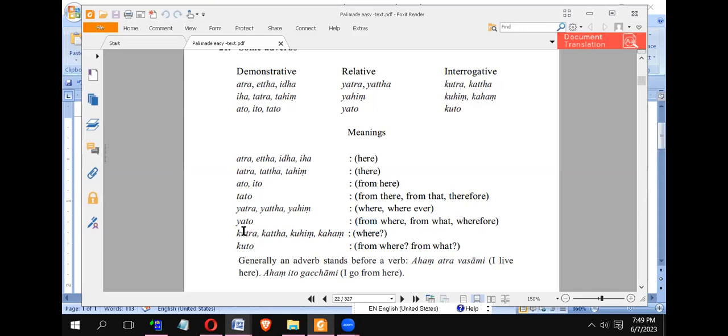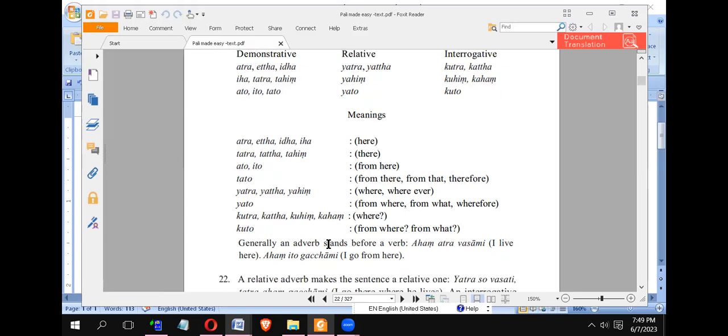And if you have the question with the KU, it's a question here. This one is interrogative: kutra, kata, kuhin, where is the question. If you have the to here, KU with the to, from where. Alright. So generally an adverb stands before the verb. Adverbs means something that modifies the verb. So aham is the subject, atra is here. This is an adverb of place, so the adverb of place must be before the verb.